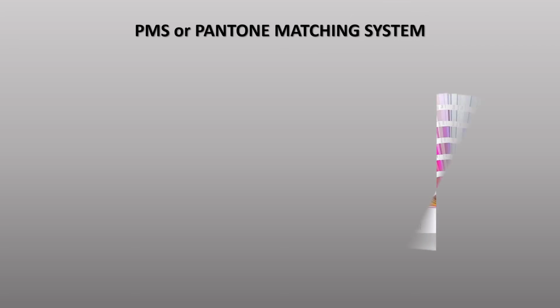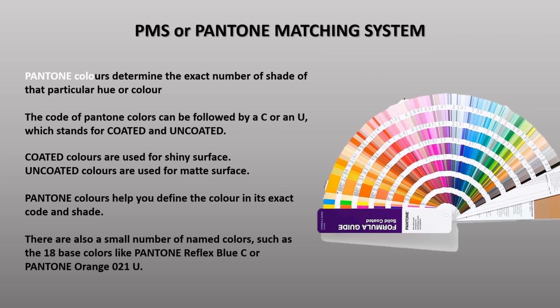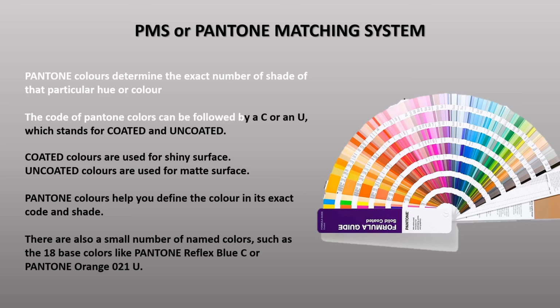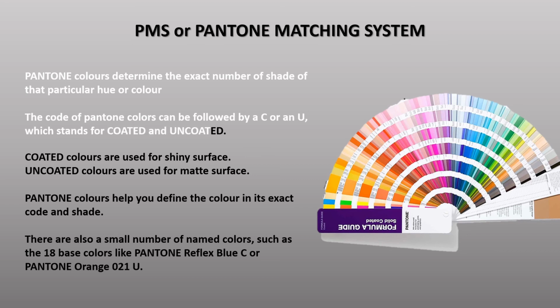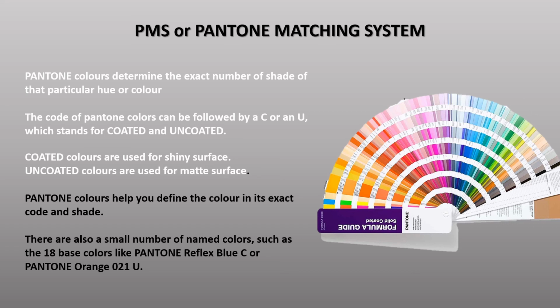PMS or Pantone Matching System. Pantone colors determine the exact number of shade of that particular hue or color. These are the standard code for the color shade for a particular color. You can use it anywhere, internationally, nationally. There are types of Pantone colors like coated and uncoated. When you are printing something shiny, you should use coated colors, and when you are working on a matte or not shiny surface, you should use the uncoated one.